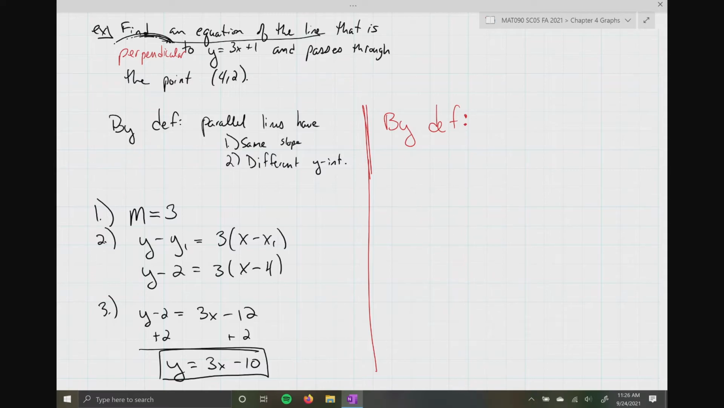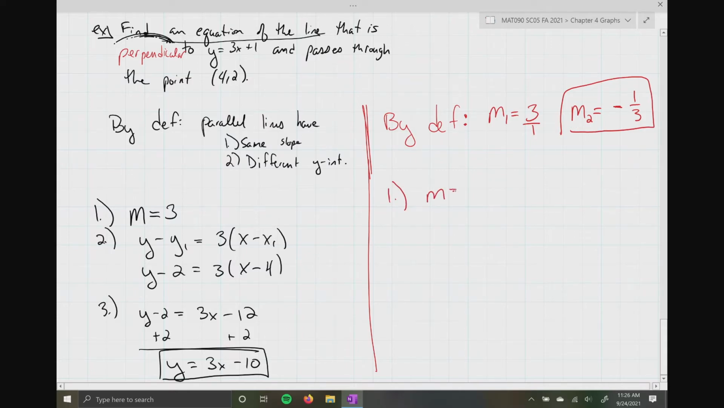So, if the slope for our first line is 3, then what does the slope for our second line have to be? Well, it has to be the opposite reciprocal. So the opposite of a positive is a negative, and the reciprocal of 3 over 1 is 1 over 3. So there's our step 1. m equals negative 1/3.